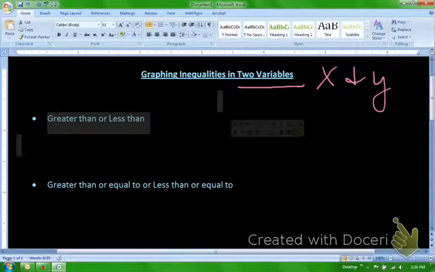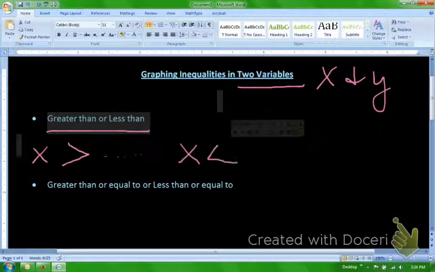If you have a greater than or less than symbol, greater than goes this way. It's implying that the value of x is greater than something you have here. We also have less than. It points to the left. It says that the x is less than some value. On a graph, when you are doing your lines, you would shade to the side that x is representing.